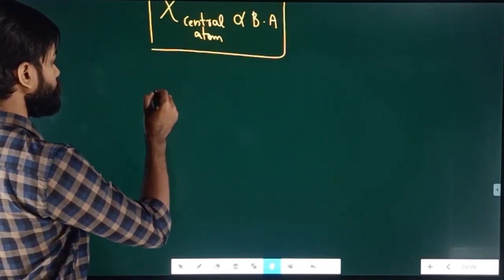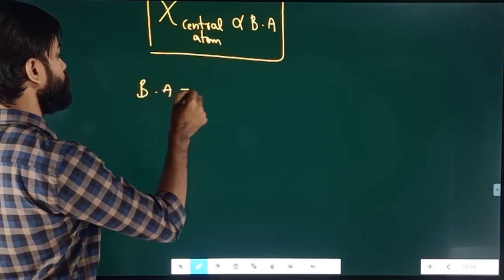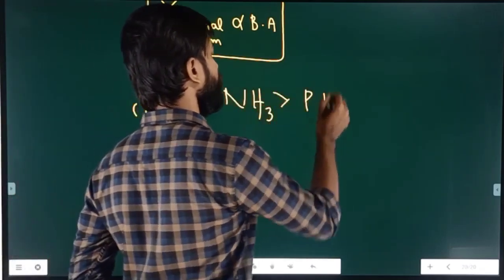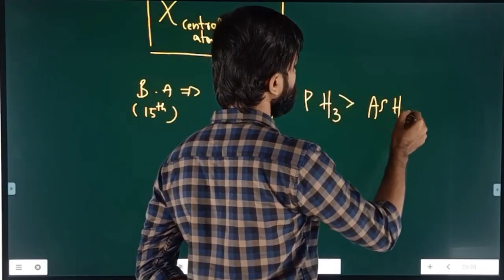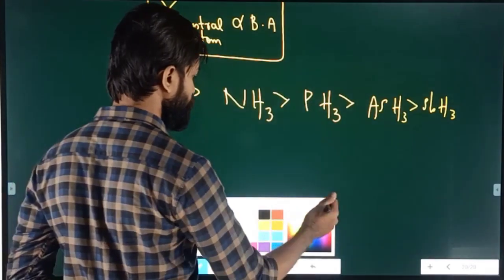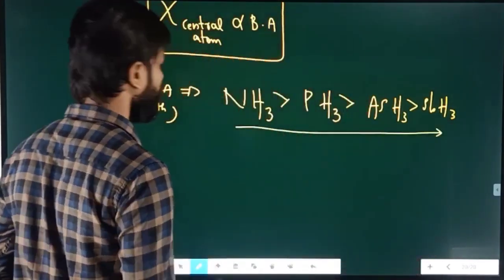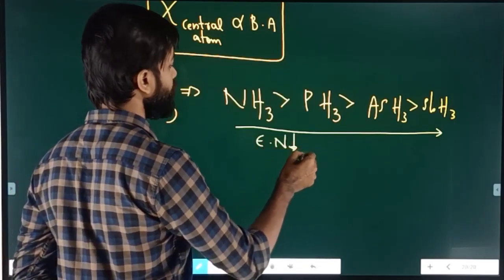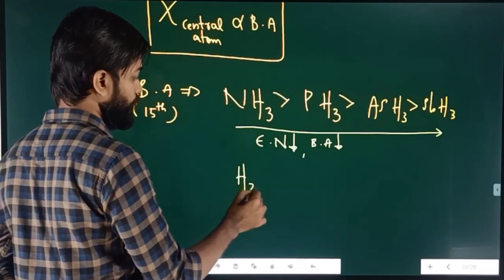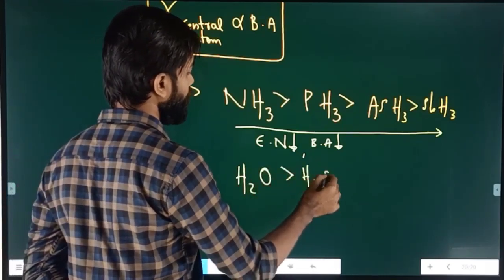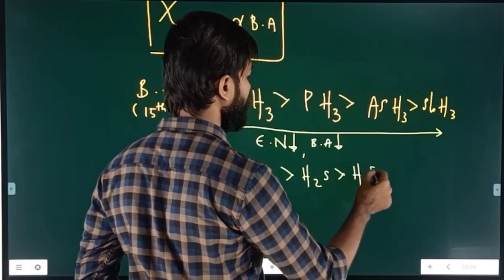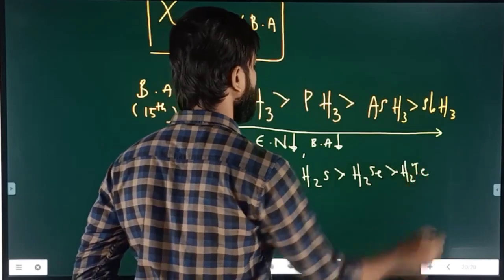I'll give you an example. Bond angle in 15th group hydrides. The greater bond angle is for ammonia, then phosphine, then arsine, stibine, like that. This is the order of bond angle. Why does this follow the typical order? From left to right, the electronegativity of the central atom decreases, since it is down the group, so automatically bond angle decreases. Another example, H2O: the bond angle of H2O is much greater than that of H2S, which is greater than that of H2Se, which is greater than that of H2Te.